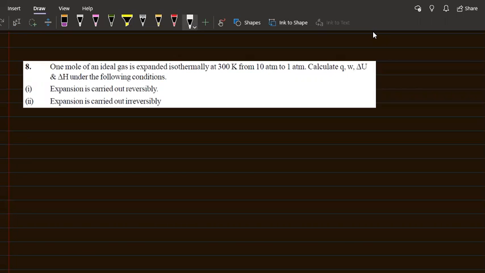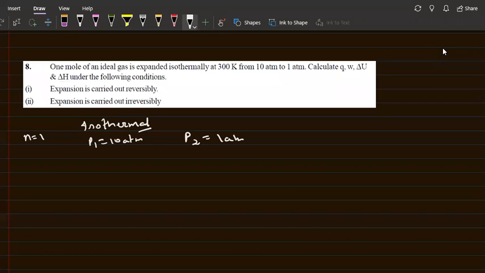So we have n equal to 1 mole expanded isothermally, right? So the process is isothermal, from 10 atm to 1 atm. So P1 is 10 atm, P2 is 1 atm. Temperature is already given, 300 Kelvin. Calculate Q, W, delta U and delta H under the following condition. Forget about delta H for now, but we can calculate Q, W, delta U.